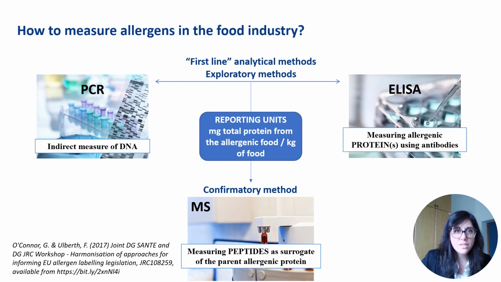All these detection methods can either measure single peptides or proteins, while the allergenic consumer protection and the action levels to support the quantitative risk assessments are based on the total mass of the allergenic food protein. Therefore, it has been agreed by the food allergen testing community to express the analytical results as milligram of total protein from the allergenic food per kilogram of food.